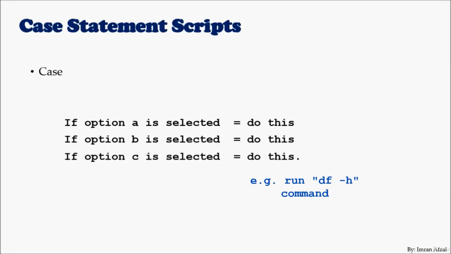And what exactly is A or B or C going to do? Well, it depends on what you assign to them. For example, if you assign A to output the date on the screen, it will output the date if A is selected. So now let's look at the script.